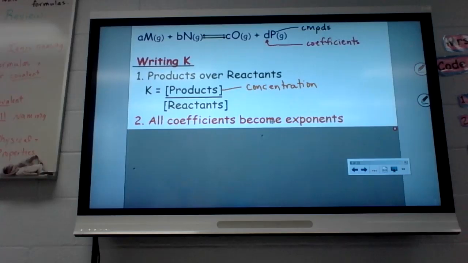All coefficients become exponents. All right. All coefficients become exponents.